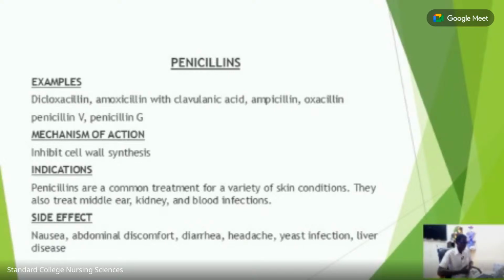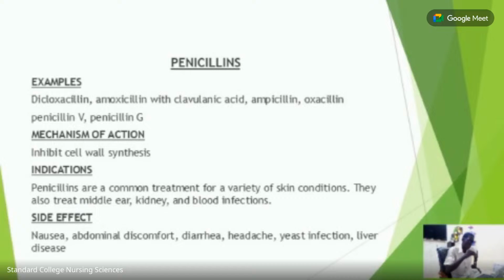Then after penicillin, we have another class called the tetracyclines. Tetracyclines are also one among the class of antibacterial drugs, whose mechanism of action is to inhibit protein synthesis, the same as that of the first one we mentioned, the aminoglycosides. I'm sure that earlier I already explained how it inhibits protein synthesis, specifically the 30S subunit. Remember, I told you we have two subunits: the 30S subunit and the 50S subunit.